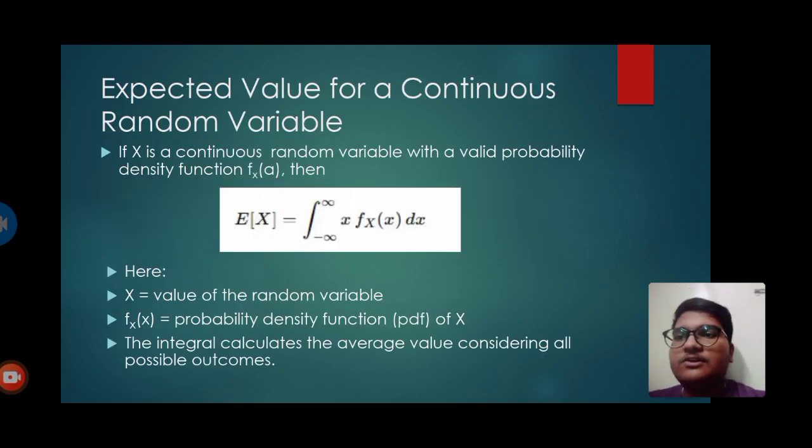Expected value of a continuous random variable. If x is a continuous random variable with a valid probability density function f_X(x), then the expectation of x is equal to the integral from minus infinity to infinity of x times f_X(x) dx. Here x is a value of the random variable, and f_X(x) is the probability density function, or PDF. The integral calculates the average value considering all possible outcomes.